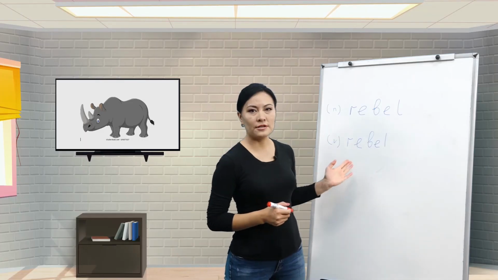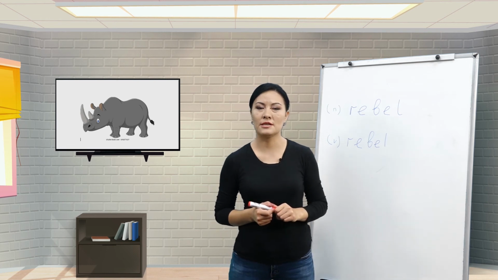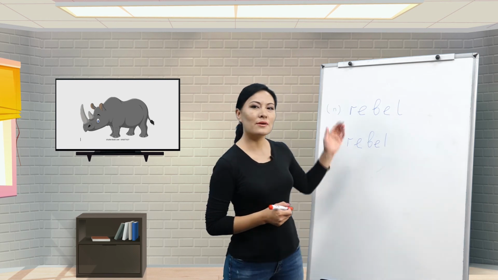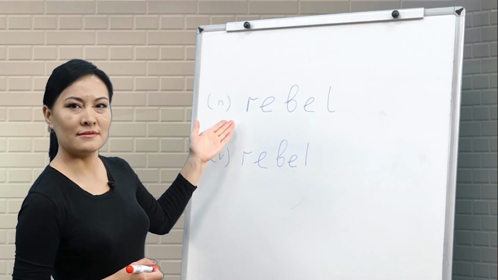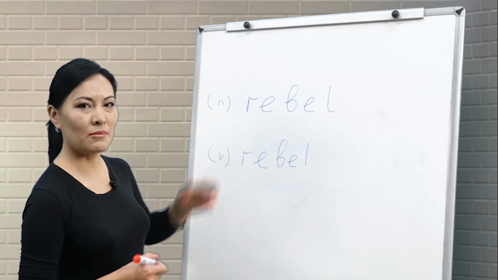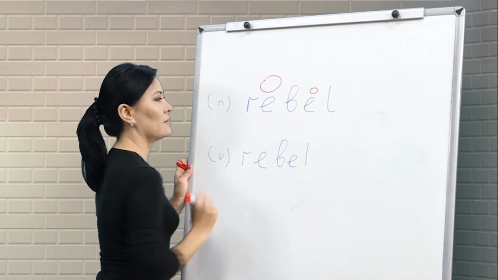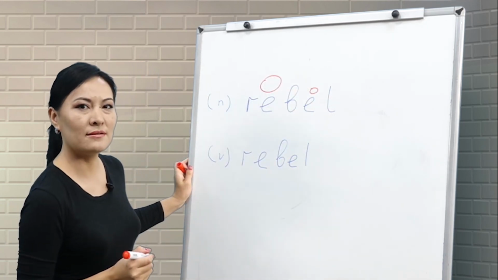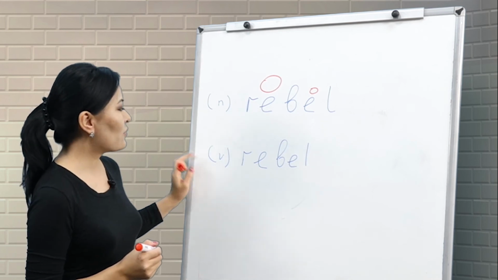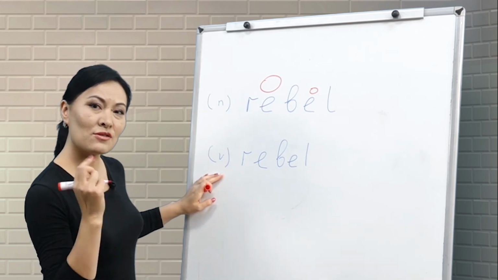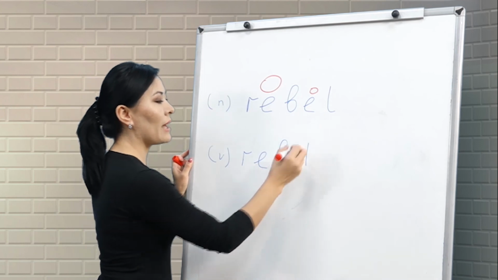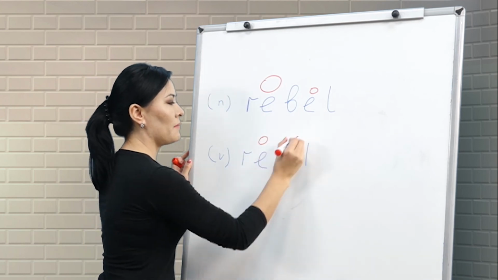For example, look at these two words. Sam is a rebel. He rebels. Where is the stress in a noun? Yes, it's on the first syllable. Rebel. Sam is a rebel. And where is the stress on the verb? Yes, it's on the second syllable. He rebels. Rebels.